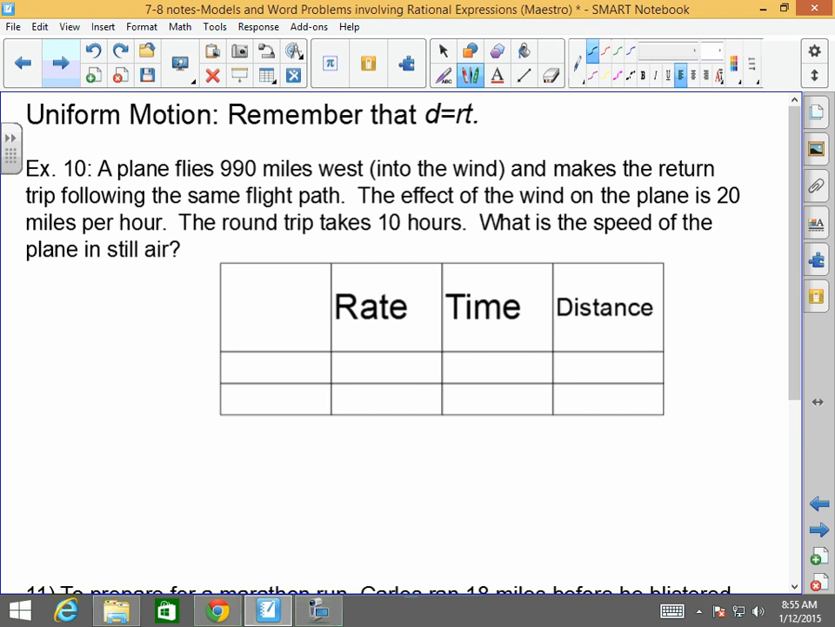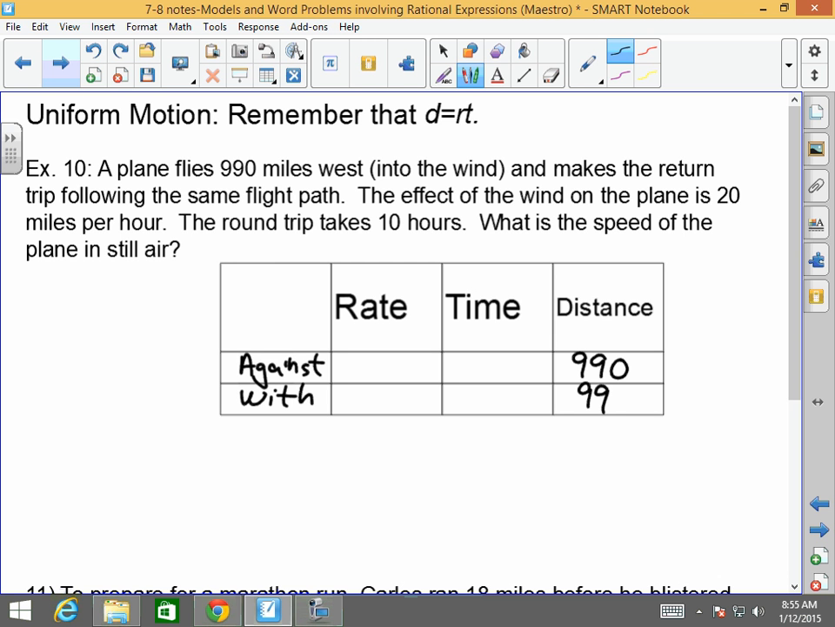Okay, this is a really awesome plane. Example. We're going into the wind, or actually, let's just go with against and with. Make our lives easy. So you're going against the wind and with the wind. The distance here, all they really give you is distance, which is 990, both there and back. And they also tell you that the round trip takes 10 hours.